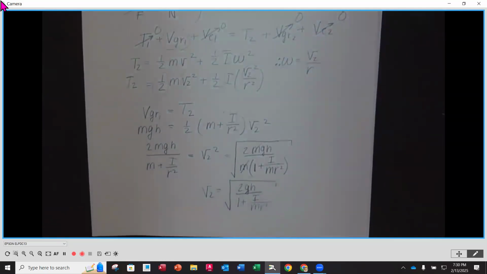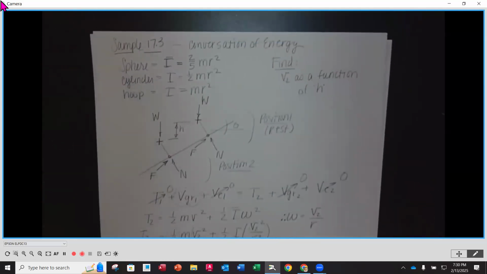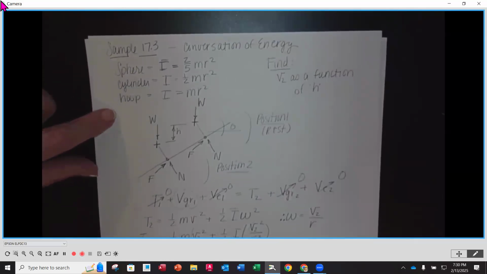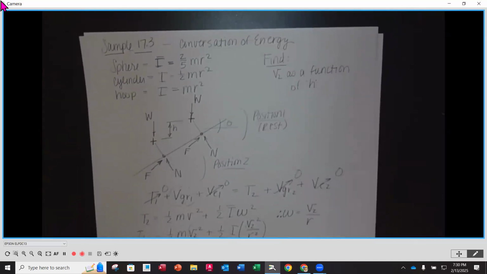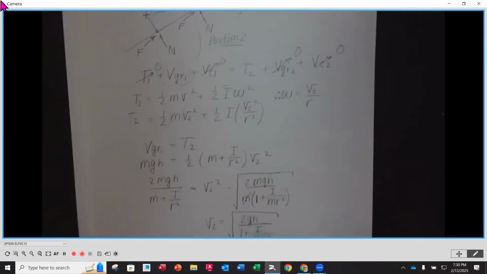All right. So we have V2 in terms of H. And now what we're going to do is substitute our values for the moments of inertia so that we can get each one of our V2s for a sphere, a cylinder, and a hoop. So 3 different values in terms of H. So let's look at the sphere first.